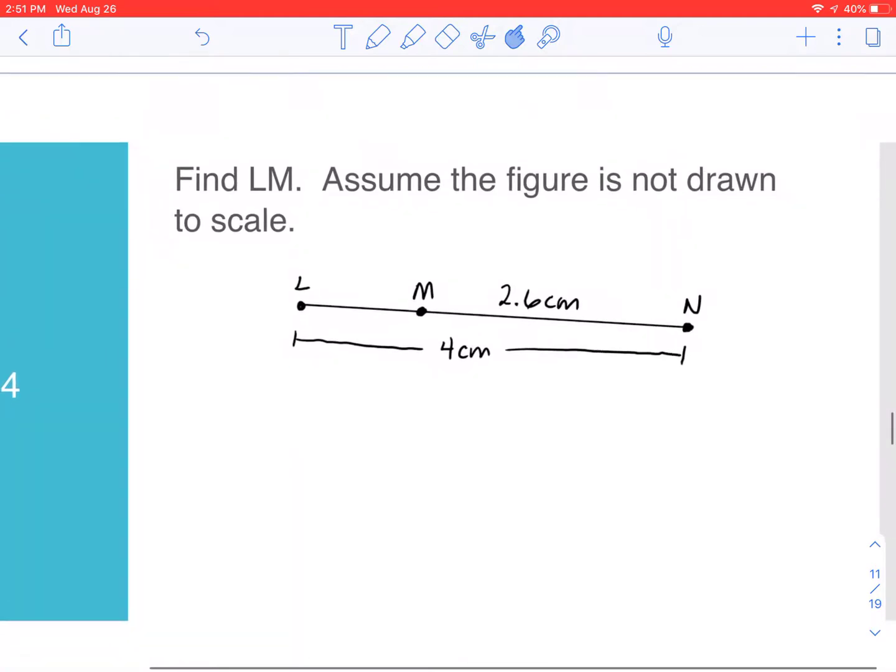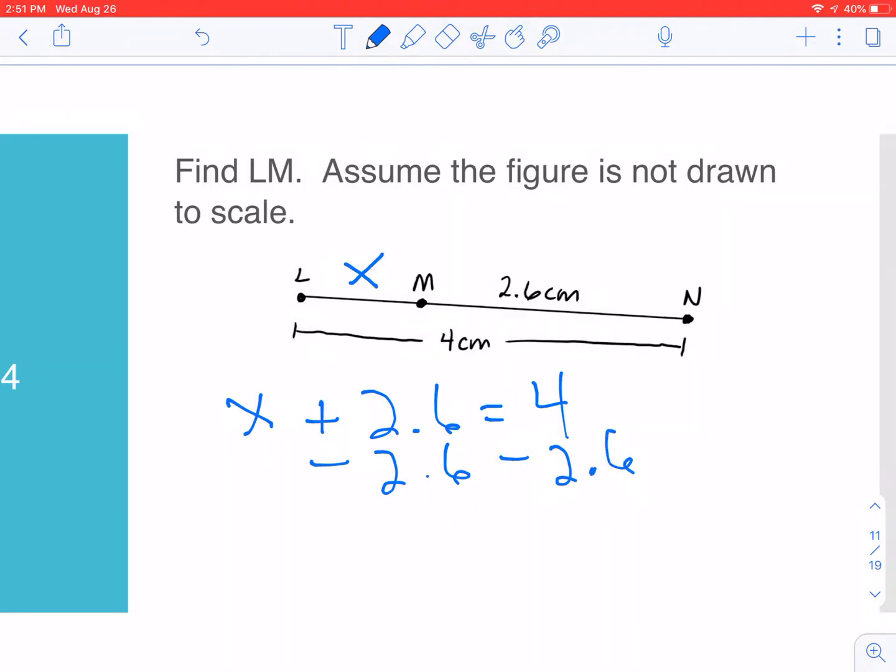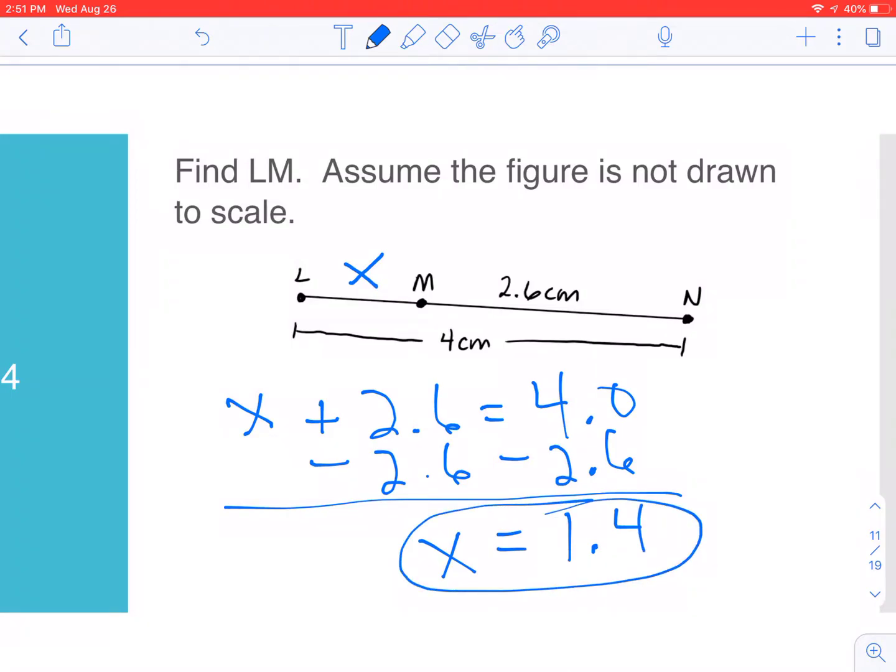We're going to skip that one. All right, next one. Find LM. Anytime I see a blank and this line is already drawn in for you, I'm going to draw an X. Two different ways to look at this. I can do it as an algebra problem. X plus 2.6 equals 4. I subtract 2.6 from both sides. I get X equals 4 minus 2.6, which is going to give you 1.4.